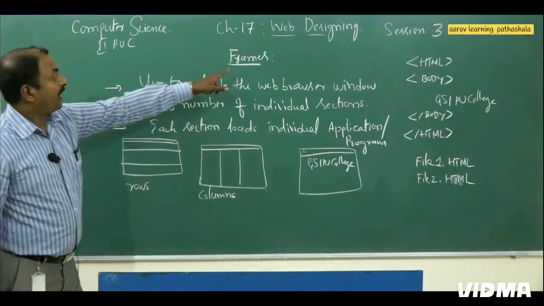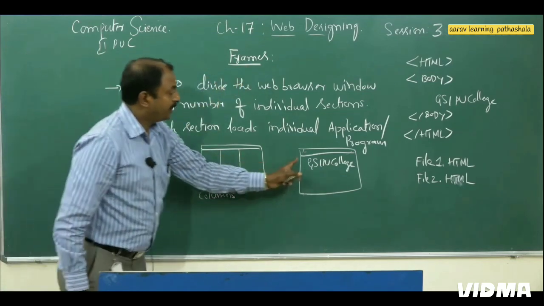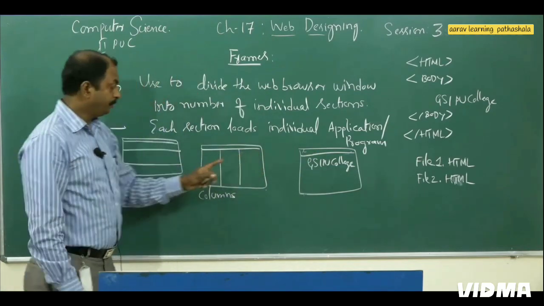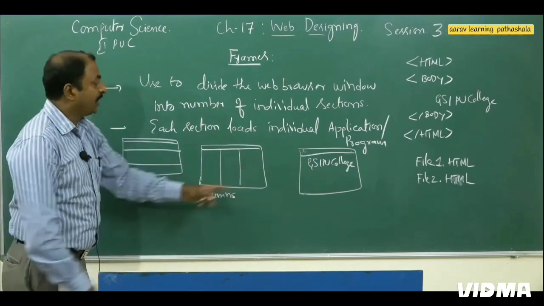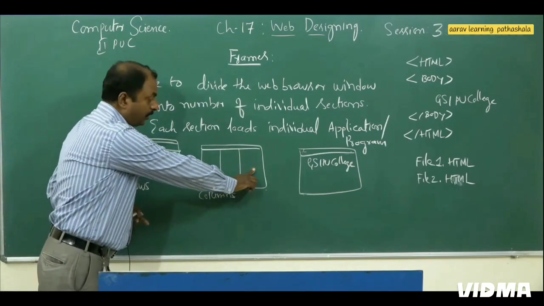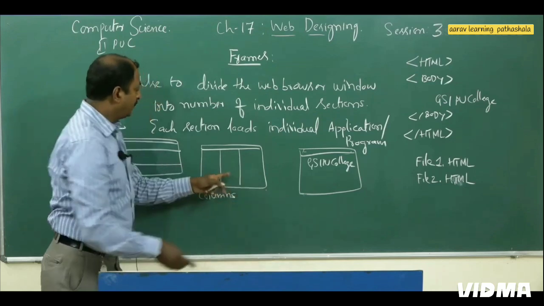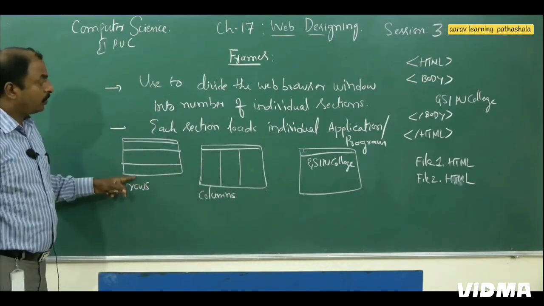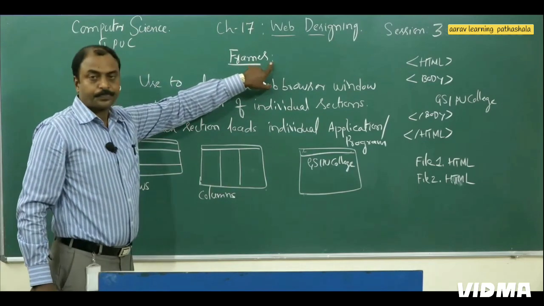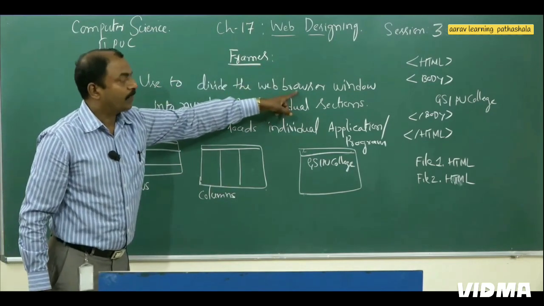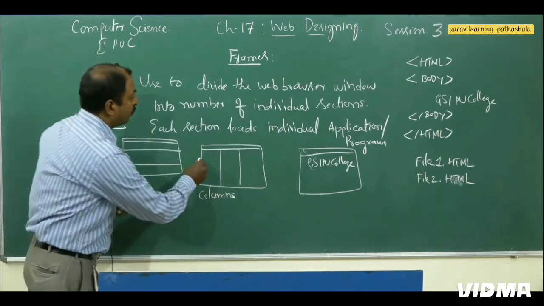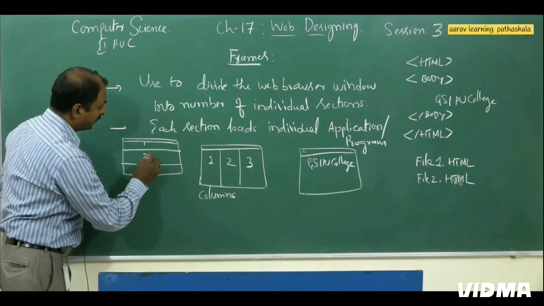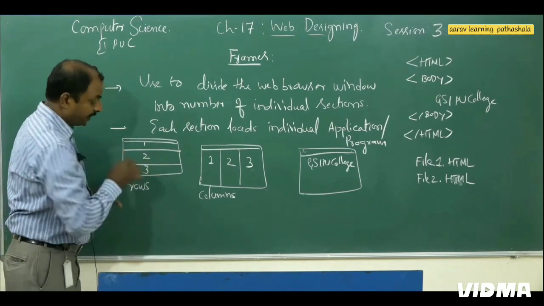So frames are used to divide this web browser window into a number of sections like this. Here we have divided it into 3 columns, and in this example we have divided it into 3 rows. So that is the meaning of frames. Frames are used to divide the web browser window into a number of sections. Here this is one section, second section, third section. In this example, one section, second section, and third section.